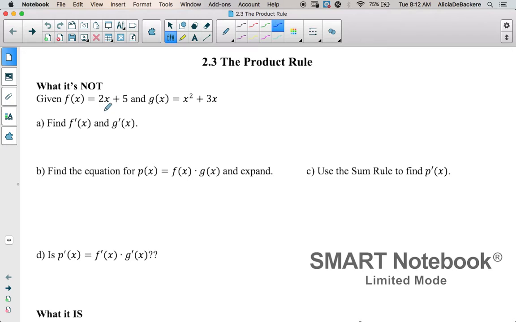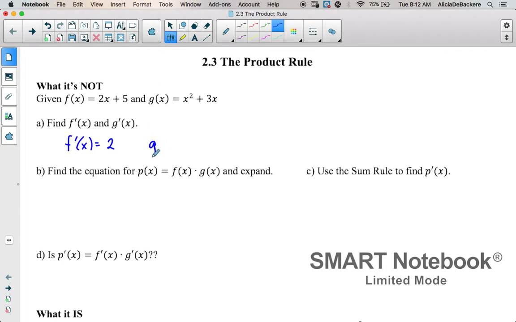So let's say I have two functions. f at x is this line and g at x is this parabola. Well, I can take the derivative of each of those things separately. So for f prime at x, just taking the derivative of this line, the derivative of 2x would be 2. And then I get x to the 0, which is just 1. And then the derivative of 5 would be 0, so I'd have plus 0. So I'll just end up with 2.